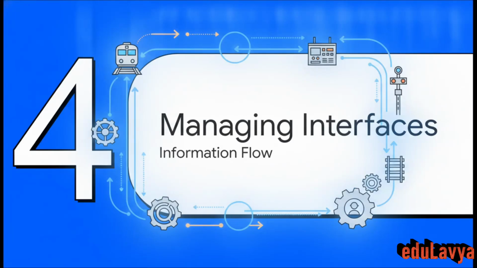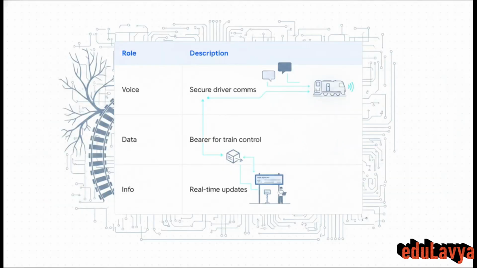Section 4. Managing Subsystem Interfaces. If we keep viewing the railway like a human body, then the telecoms network is undeniably the nervous system. Its roles literally span across everything.